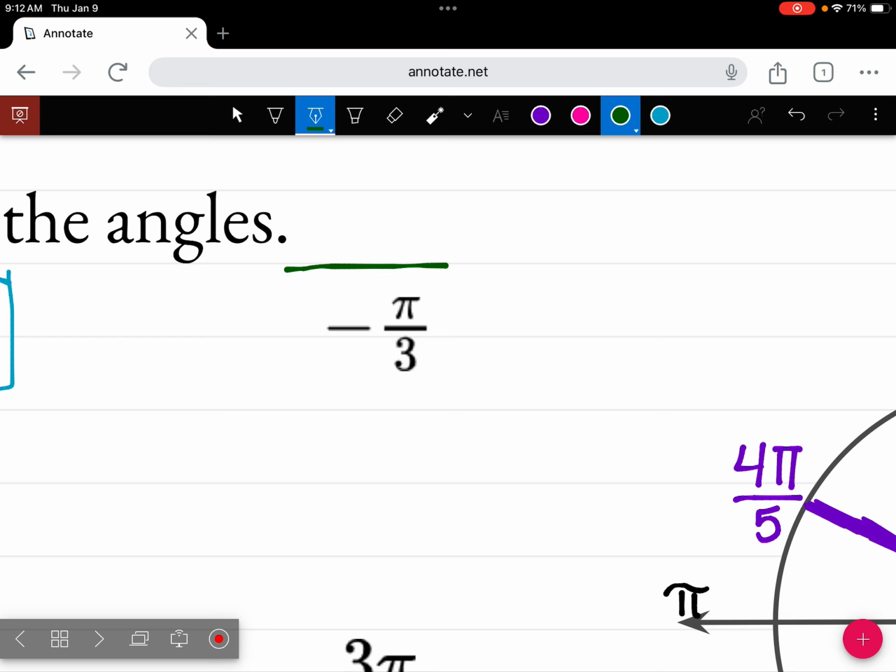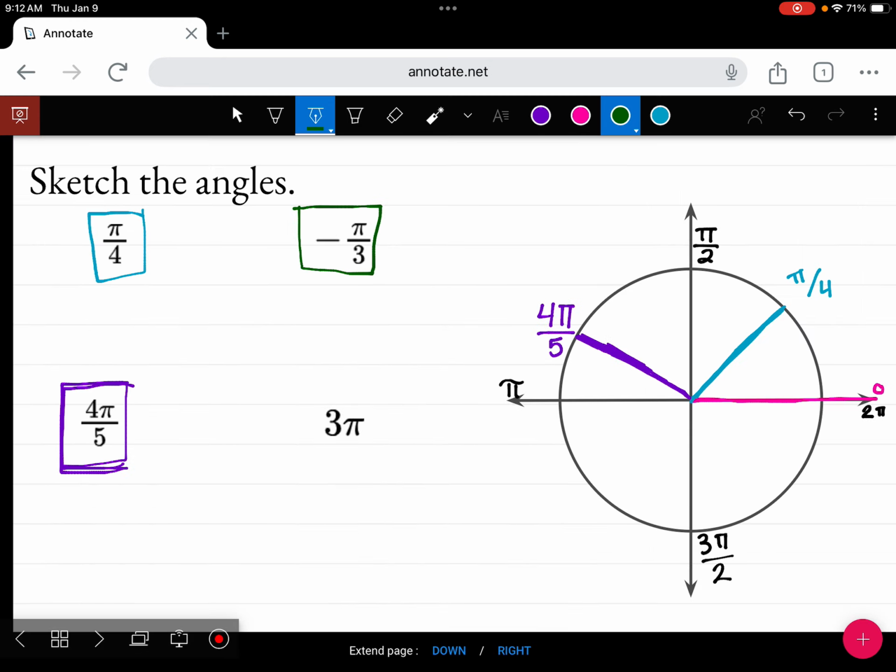All right, so let's look at this one. We've got a negative angle. So that means instead of starting and going up, we're going to go down. So where is negative pi over 3 going to be? It's not going to be between pi over 2 and 2 pi. We start at this pink line, starting here, and we go down 1/3. So this is 1/3 of pi, right?